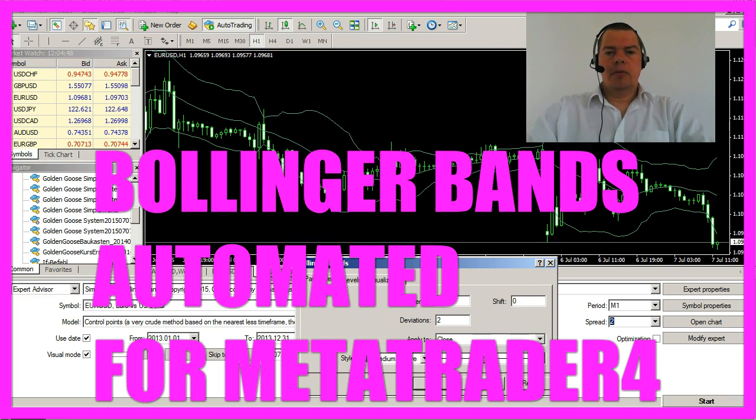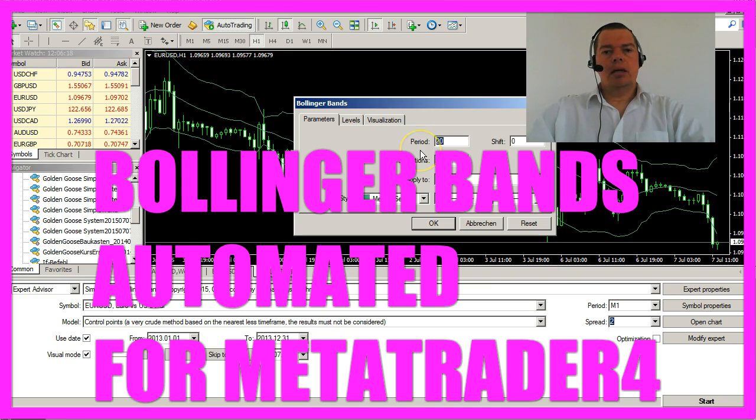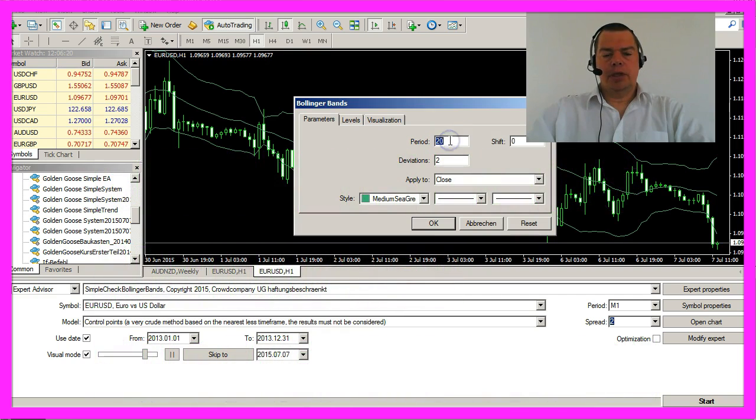In case you don't know what that is, this indicator will show three lines, and most of the time, the price will stay within these lines. But if it breaks out like here, and it does a re-entry, we want to open a trade. In our case, the period value will be 20 and the deviations value will be 2.